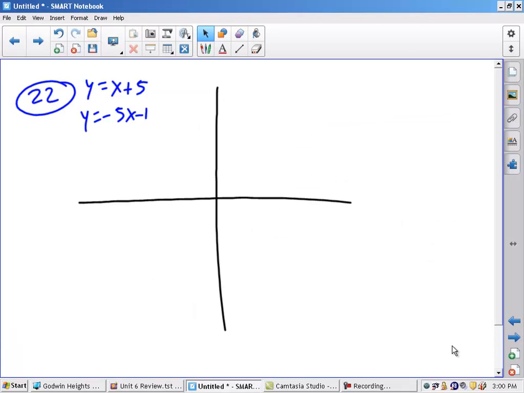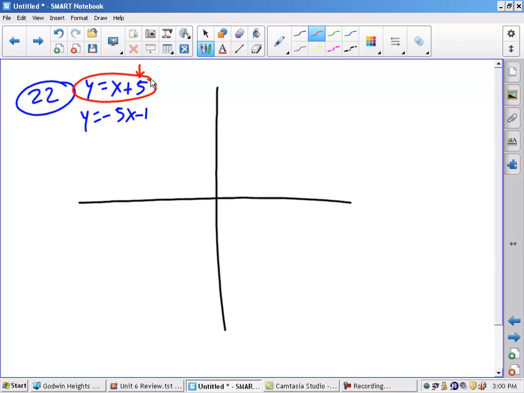Okay, I'm going to do number 22, and then I'm actually going to do quickly 21. 22 is y equals x plus 5, and then also y equals negative 5x minus 1. You're looking for what is the intersection of the two. So we need to go ahead and graph it. Where you see the plus 5, that's the y-intercept. So it's up 1, 2, 3, 4, 5, right here.